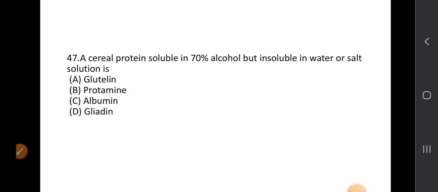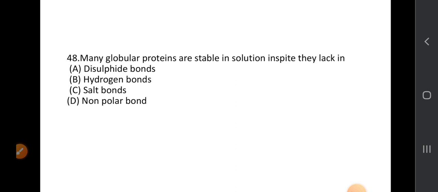Moving to the 48th question. 48th question says, many globular proteins are stable in solution despite they lack in. You can read out the options for yourself and write your answer.